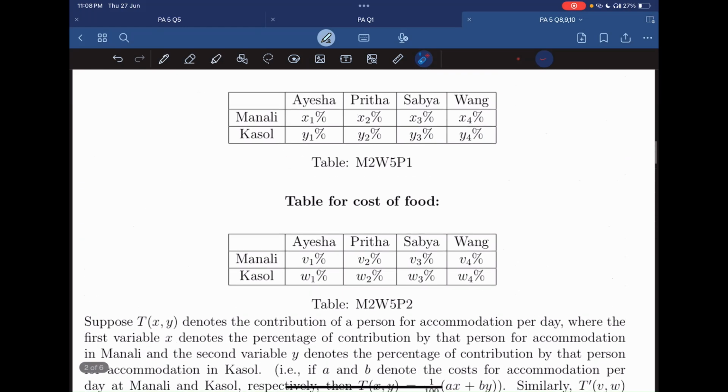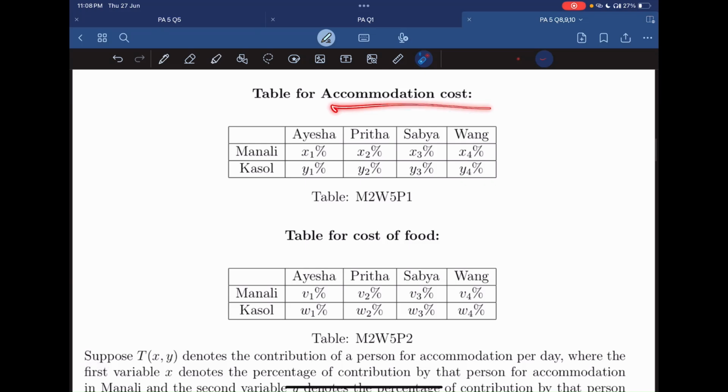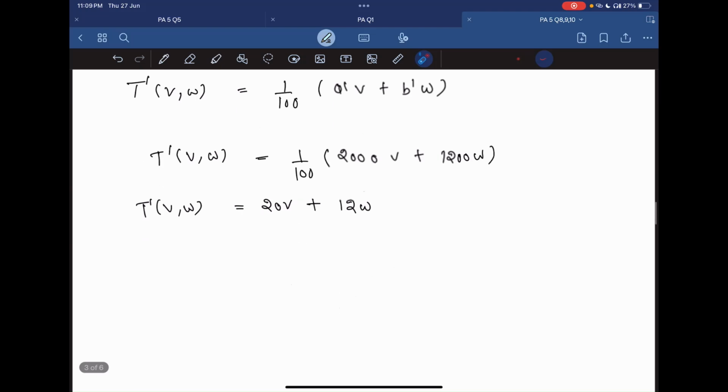Now if we look at the table, Aisha's contribution for accommodation at Manali and Kasol is X1%, Y1%, and for Sabya it is X3%, Y3%. While for food, Aisha's contribution is V1%, W1%, and for Sabya it is V3%, W3%.